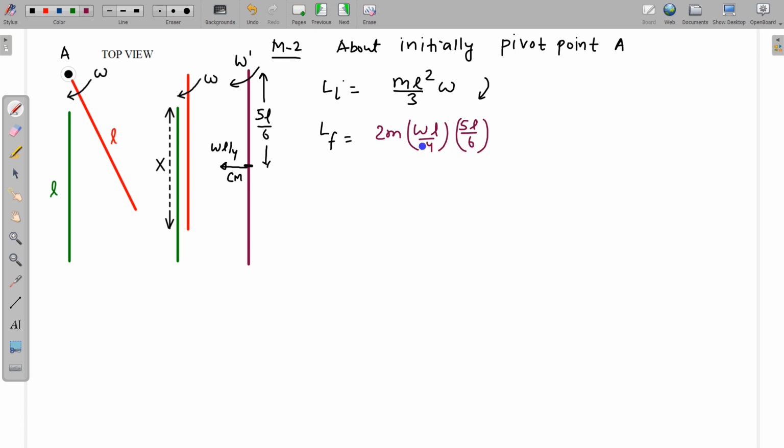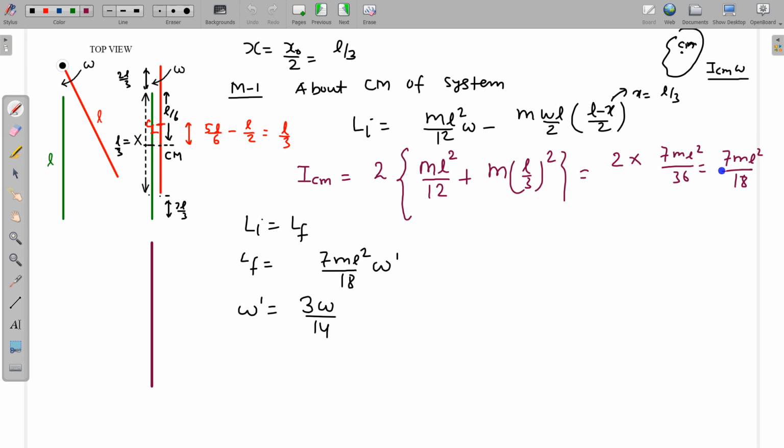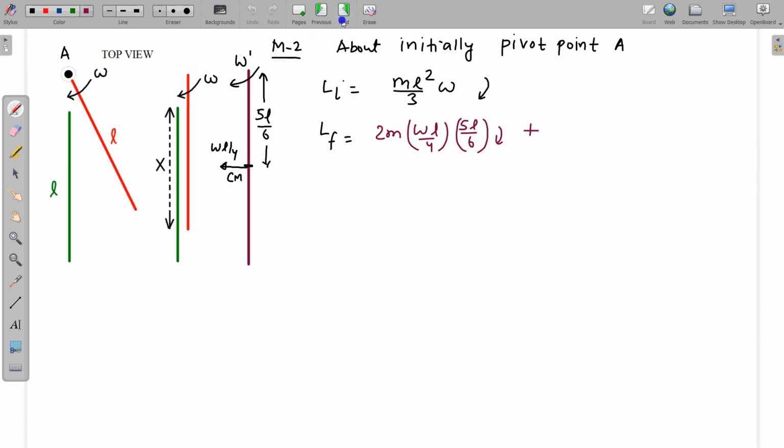So this is this term, and the other term will be ICM into omega dash. This term is clockwise. ICM we have already calculated in the previous solution. This is 7 ml square by 18, so no need to calculate again: 7 ml square by 18 into omega dash. Just equate L initial equal to L final, and you will get the same answer for omega dash, 3 omega by 14.